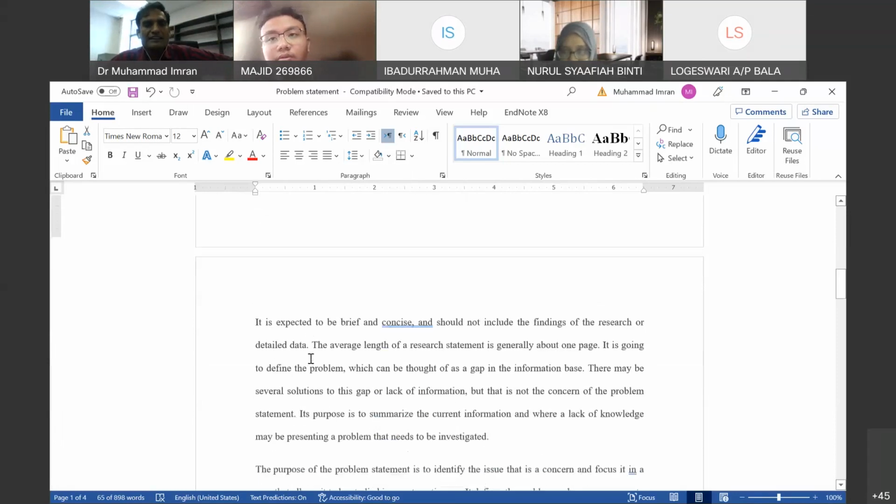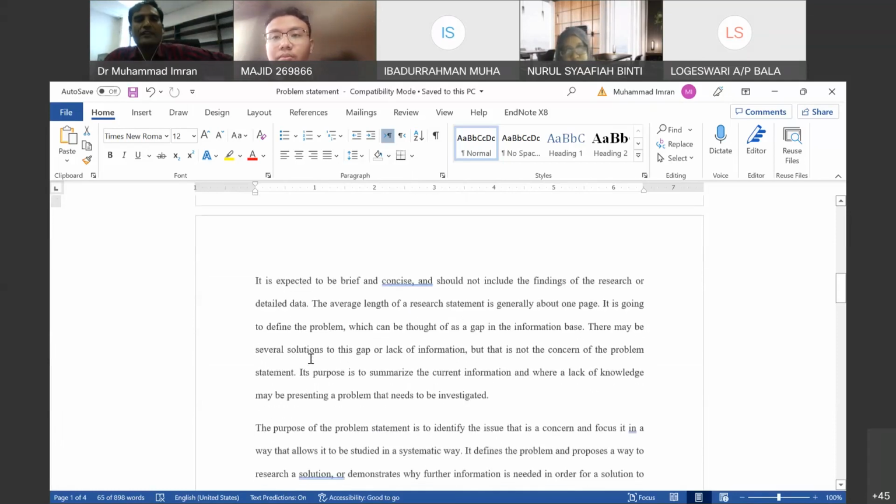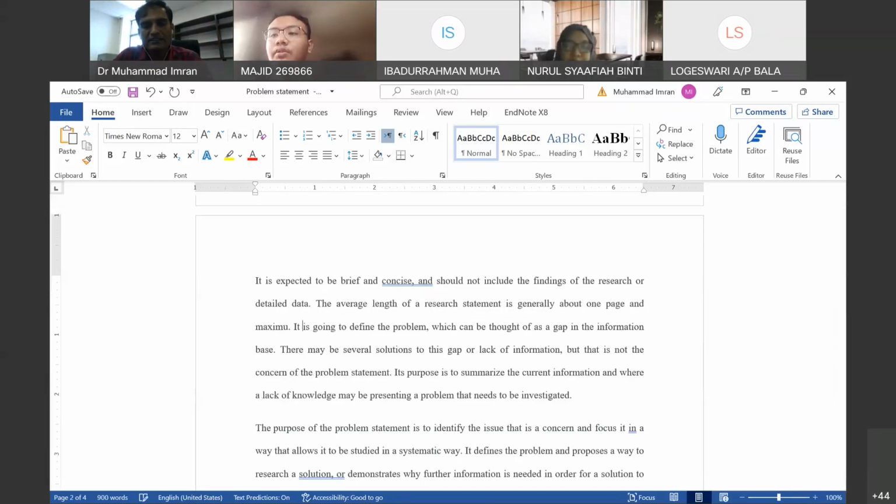Okay. So it is expected to be brief and concise. Our problem statement should be brief and concise, and should not include the findings of the research or detailed data. No need. The average length of the problem statement is generally about 1 page, or maximum 2 pages, by the way.